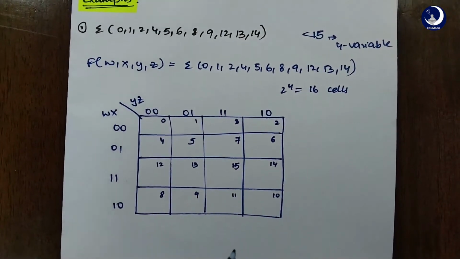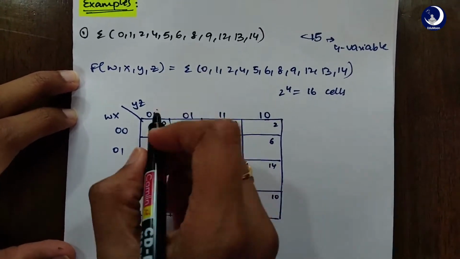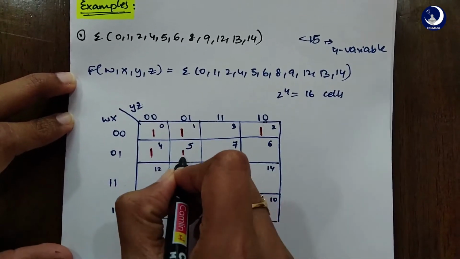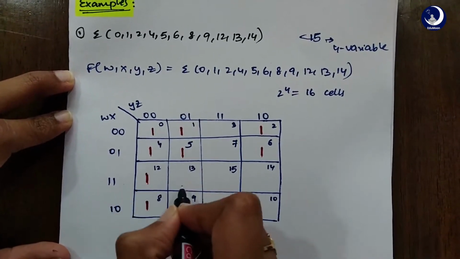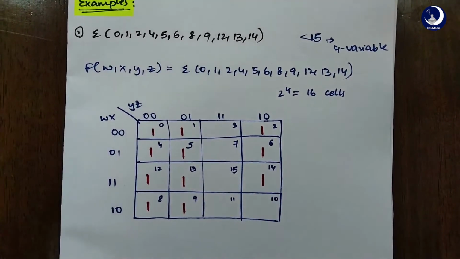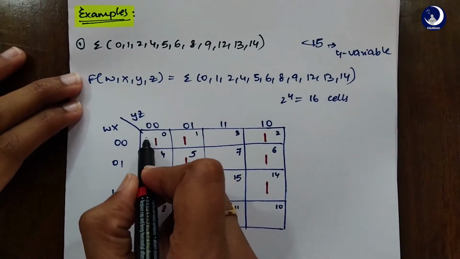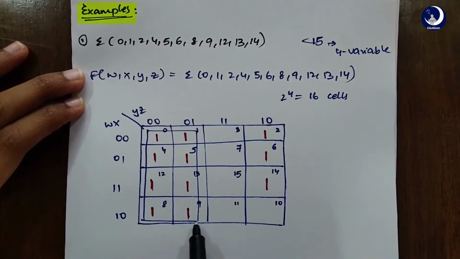So now if you start marking ones for the given question, 0, 1, 2, 4, 5, 6, 8, 9, 12, 13 and 14. Okay, now how do we find pairs for this one? You can see that this is an octet. We can form 8 cells from this.